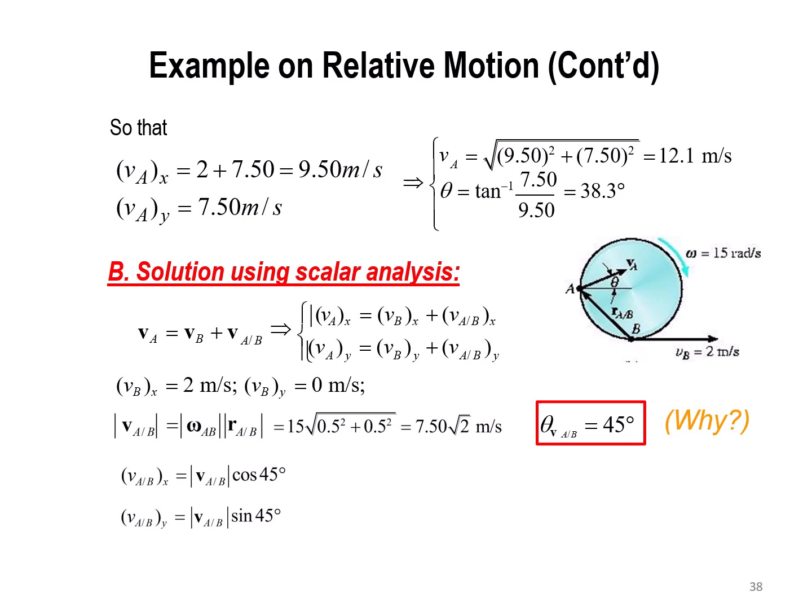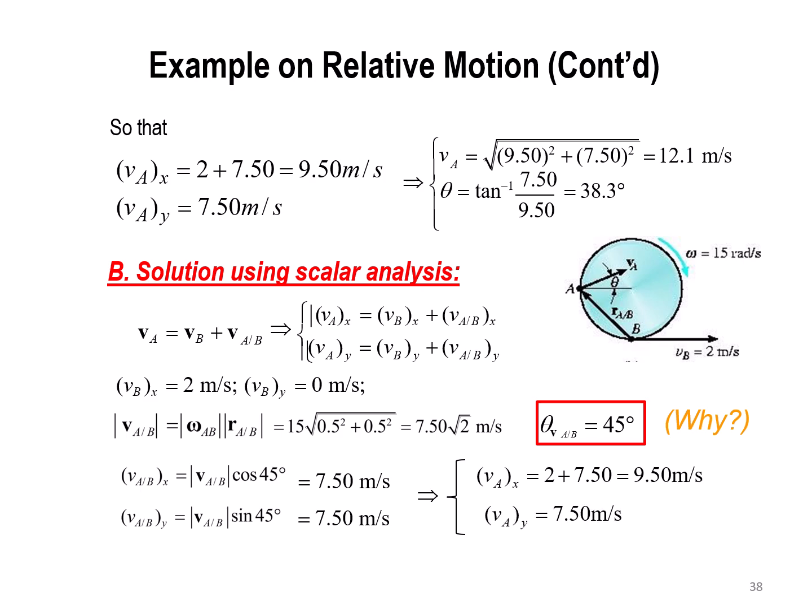So now I can find VABx and VABy by multiplying by the cosine of 45 and the sine of 45, and then we're going to find them both to be 7.5 meters per second, and I can find the magnitude and the x and the y.